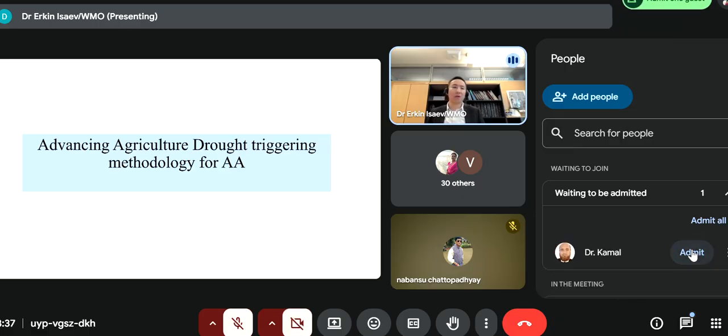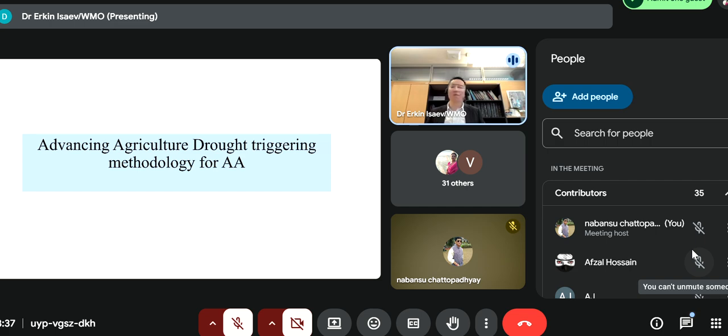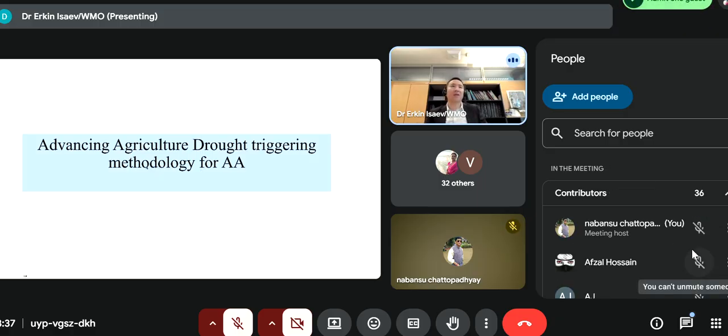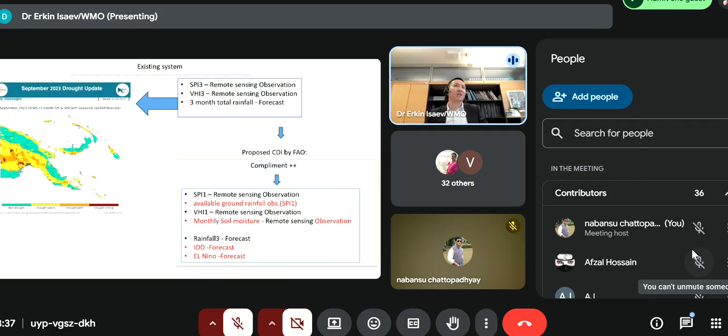So before joining WMO, I was working with FAO, regional office for Asia and the Pacific, based in Bangkok, as agrometeorological lead. And this work was done at that time, about 2.5 years ago. Today we want to co-present it with Catherine Jones. Okay, let me start. This is an example for Papua New Guinea for drought triggering methodology for anticipatory action, and this was developed by the National Meteorological Office of PNG and basically with FAO.